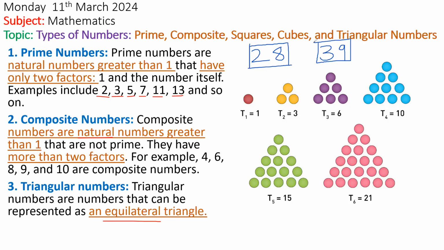So okay, let's look at another number. Let's say 15. Prime, composite, or triangular? Triangular. Composite. Can a number be composite and triangular? It's composite and triangular, right? So 15 is an example of a number that's composite and that is triangular.